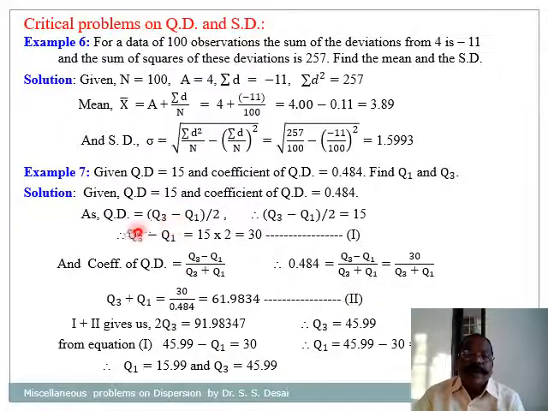Now by adding equation 1 and 2, we have 2 times Q3 is equal to 91.98. Therefore, Q3 is equal to 45.99. So by substituting this value of Q3 in equation 1, we have Q1 is equal to 45.99 minus 30, that is 15.99. Therefore, for the given data, Q1 is equal to 15.99 and Q3 is equal to 45.99.